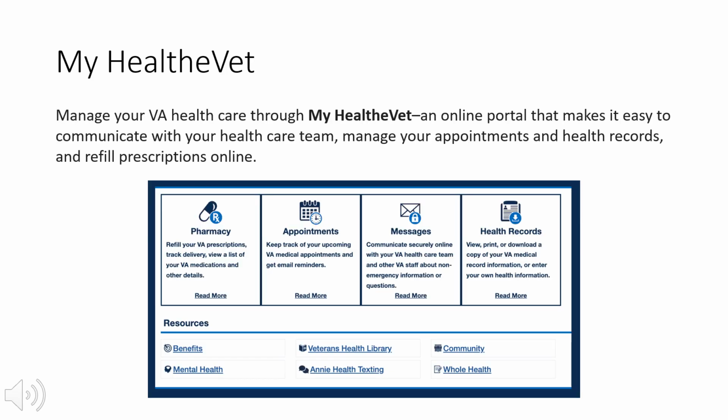One important internet resource within the VA is My HealtheVet. My HealtheVet is an online portal that allows you to manage all of your VA healthcare in one central location. It has capabilities for managing your prescriptions, your appointments, and even your healthcare records. It also allows you to communicate with your healthcare team, so you can send and receive messages from healthcare providers and physicians to communicate about the healthcare that you're seeking and managing. Additionally, there are resources available to get you connected with other services, or even resources that you might be able to use on your own.